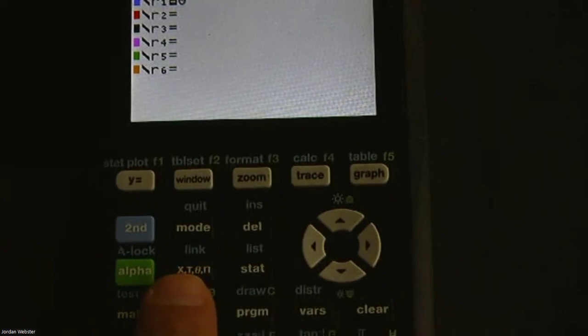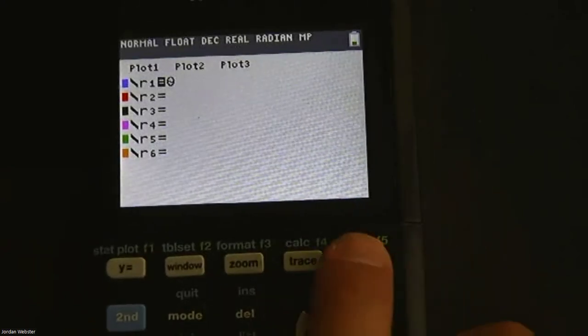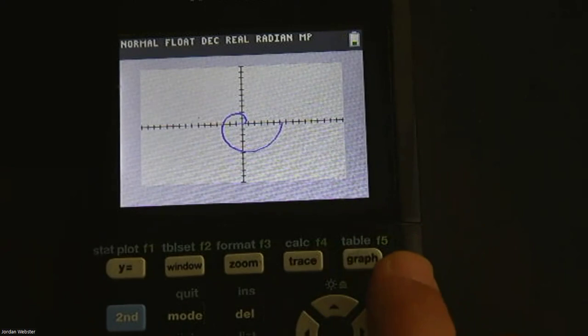Okay. Another graph that we saw in that lecture was r equals theta. I'm just hitting this button to get theta, right? My variable key, my variable in polar is theta. So I'm hitting this variable key. As long as your mode is in polar, every time you hit the variable key, you get a theta. So r equals theta, graph that.